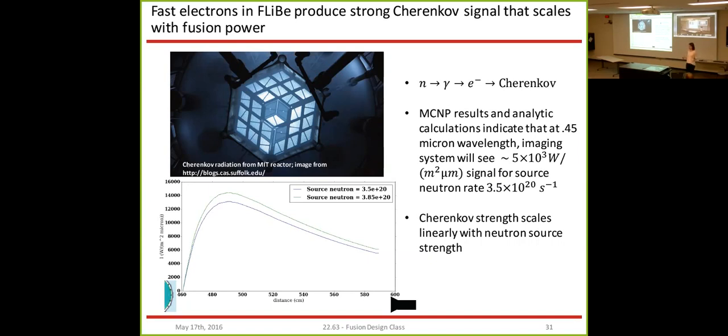And this is very bright. For sort of reference, one of our team members looks at synchrotron radiation in plasmas, and this is roughly 5 times as bright as the signals he deals with. And this brightness will scale with the source neutron strength, so you'll be able to get some information about how big your source neutron production rate is by looking at the strength of the Cherenkov radiation.